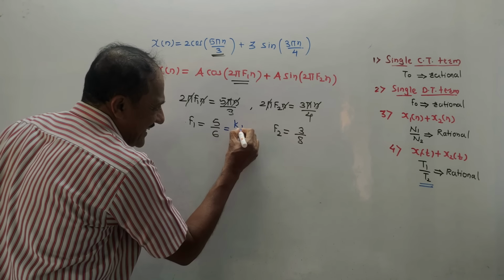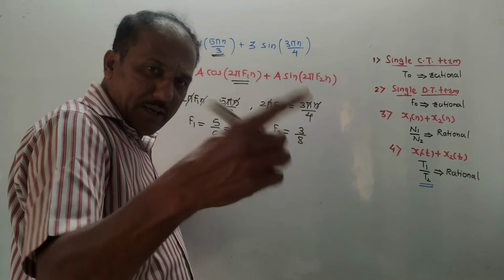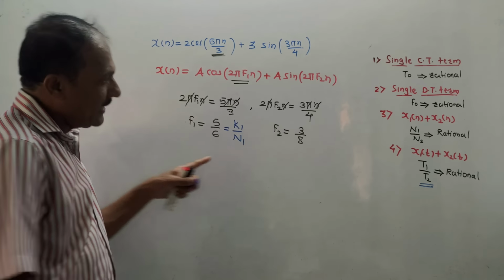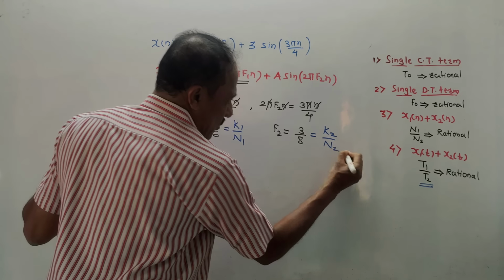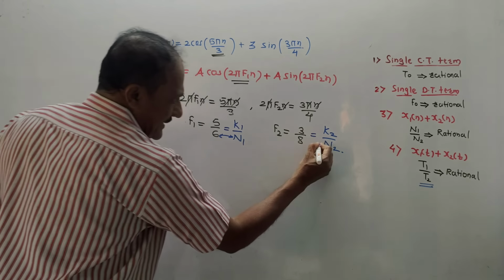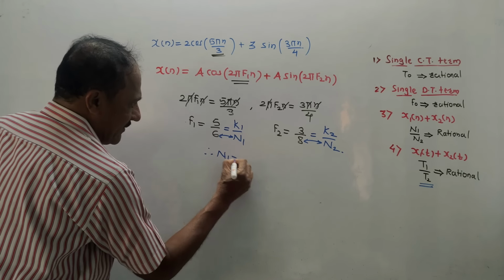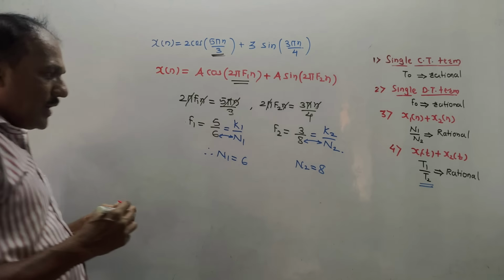Write it like this: k1 by n1. Basic equation is f should be expressed as k by n. Since it is f1, write it as k1 by n1. Since it is f2, write it as k2 by n2. Now compare these terms. N1 is 6, N2 is 8. Therefore from this I can write N1 is 6. Here I can write N2 is equals to 8.